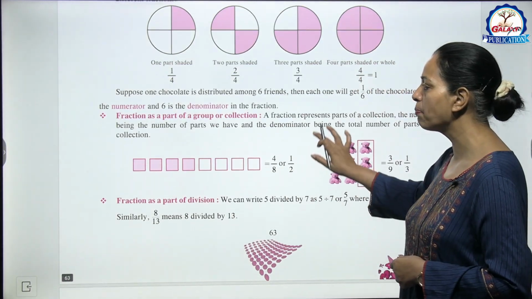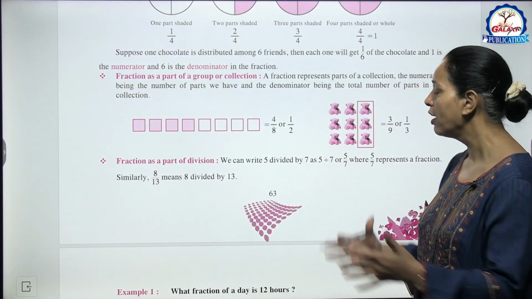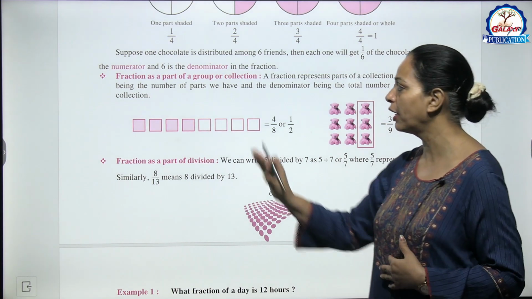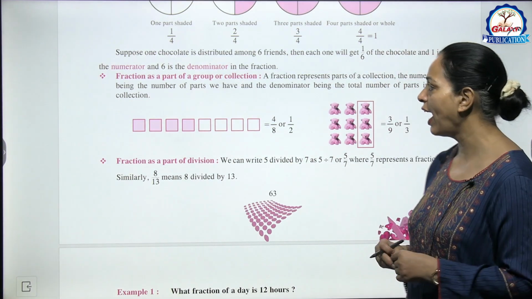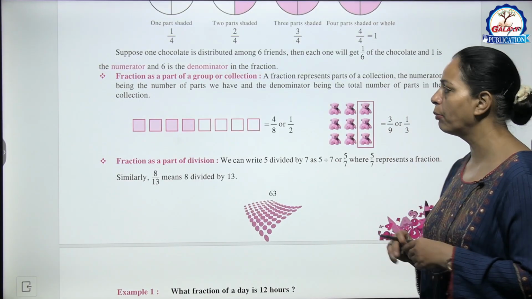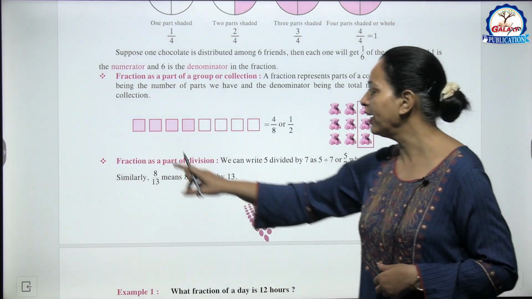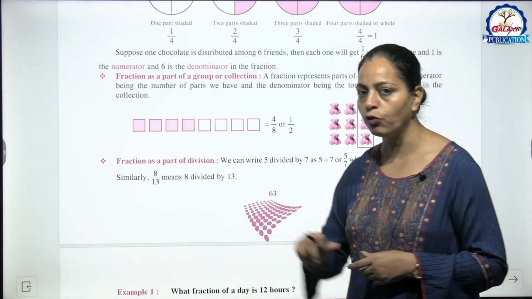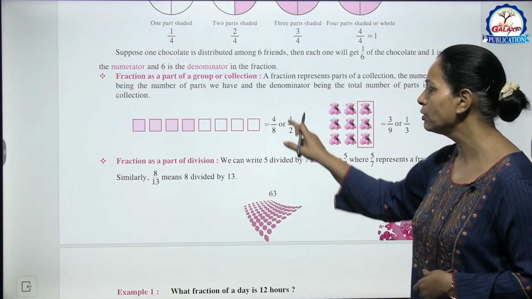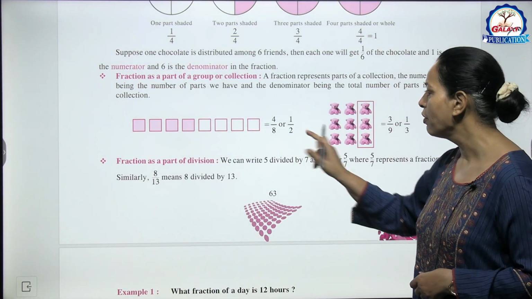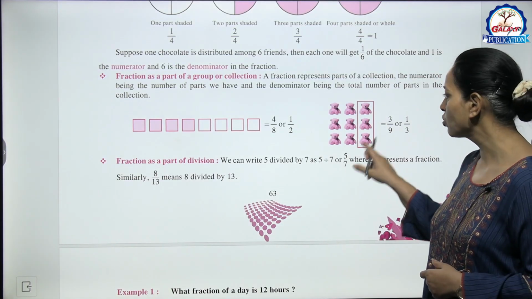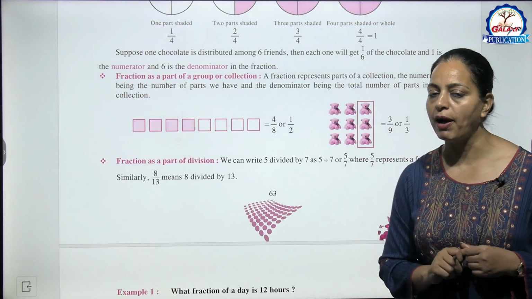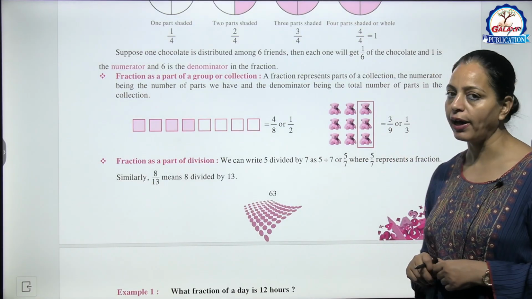Now fraction as a part of a group or collection. A fraction represents parts of a collection, the numerator being the number of parts we have and the denominator being the total number of parts in the collection. Like here, see, total parts 8 and out of 8 we have taken 4 shaded. So the fraction becomes 4 by 8 or we can write 1 by 2. Now we have 9 soft toys and we have taken 3. So 3 out of 9, 3 by 9, that is 1 by 3.